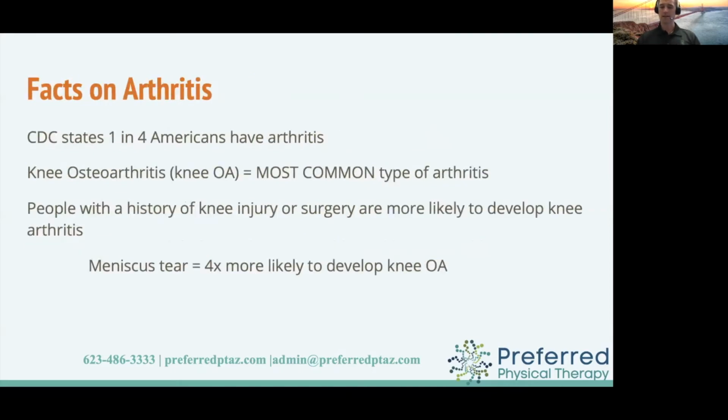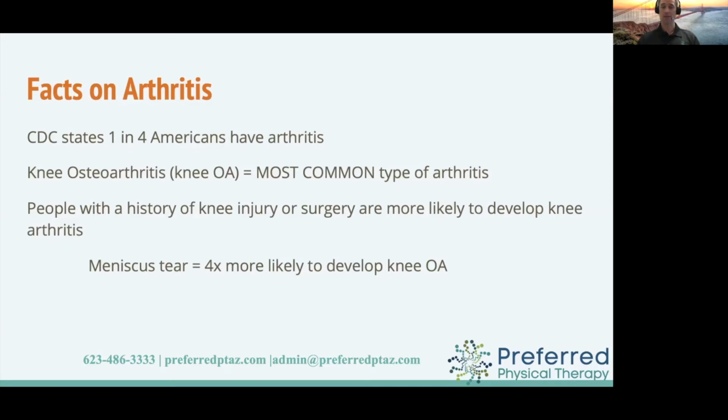One of the common causes that we're going to talk about is arthritis, and the CDC has claimed that 1 in 4 Americans have arthritis of some kind. And arthritis is not a dirty word. This is not a condition or a plague that we're hoping to avoid. It's like gray hair. We're all going to get it. It just depends on where and how severe that arthritis develops.